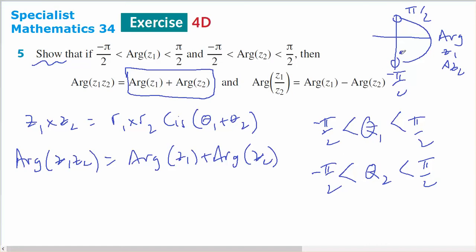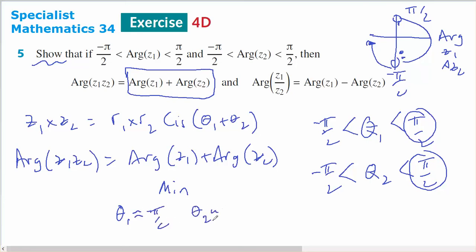So if they were both just here, when we add them together, they will fall within the range because they will be less than minus pi. And if they were just slightly less than pi on 2 and slightly less than pi on 2, when I add them together, they'll be less than pi. So the minimum will be when theta 1 is almost equal to minus pi on 2 and theta 2 is almost equal to minus pi on 2. Therefore theta 1 plus theta 2 will almost equal negative pi, and that's perfectly okay.